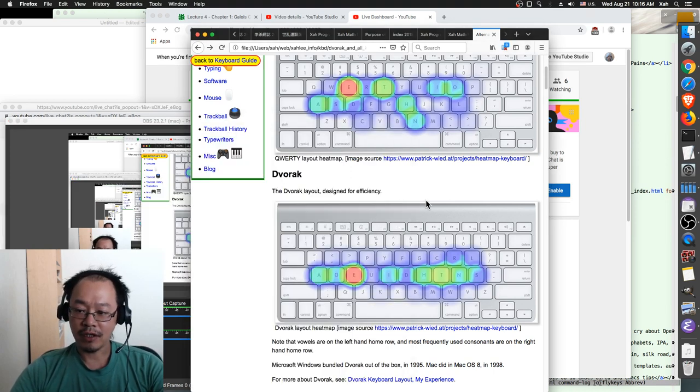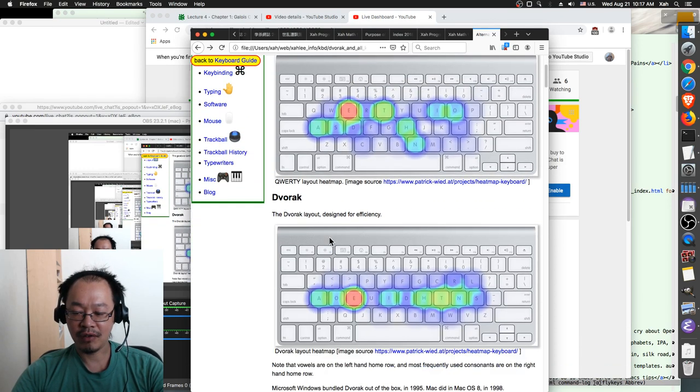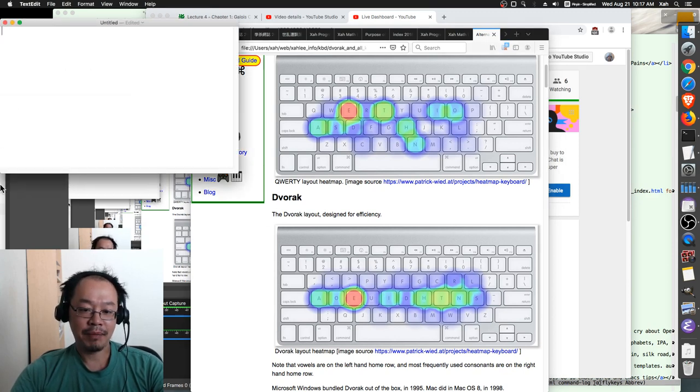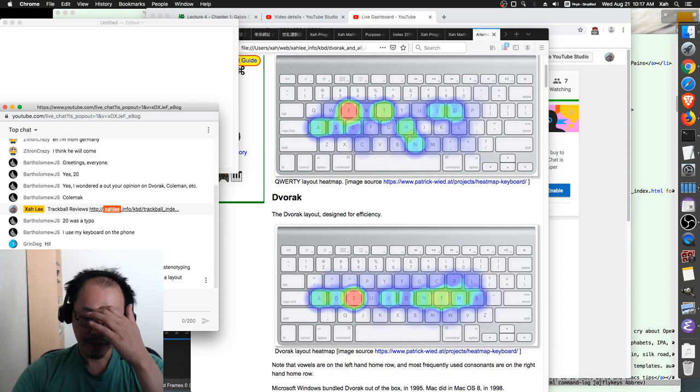So Dvorak is much more efficient. If you type a lot, I recommend Dvorak, but there's a question of whether you should switch or not. Well, that depends on a lot of factors.